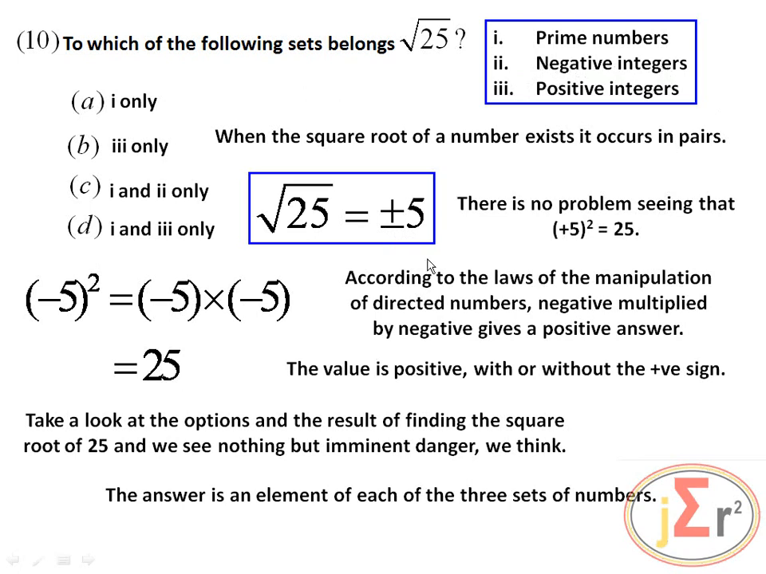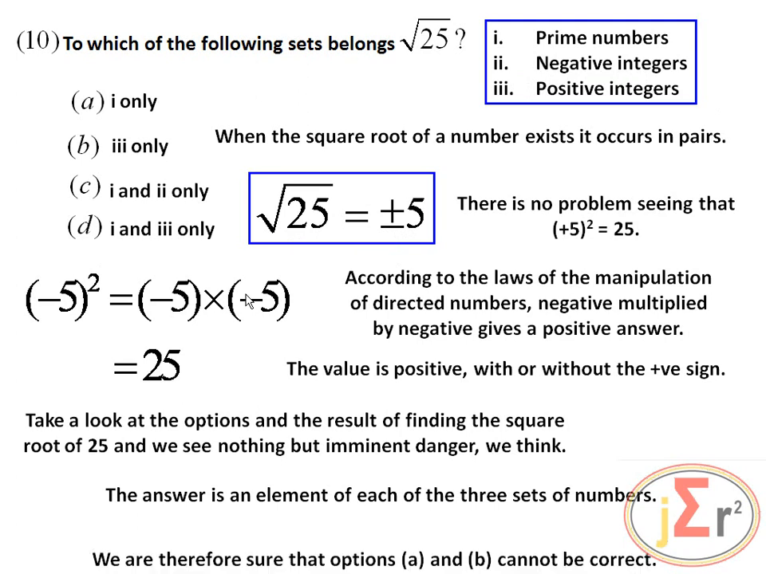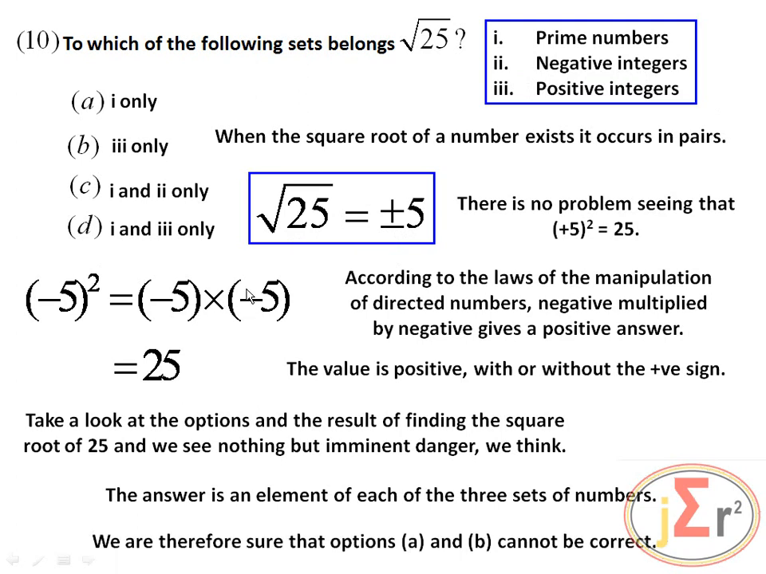So let's continue and see which option is correct. We are therefore sure that options A and B cannot be correct. So option A cannot be correct because we are sure that it is not 1 only, and we are sure that it cannot be 3 only. So those two options are out. We are with option C and option D.